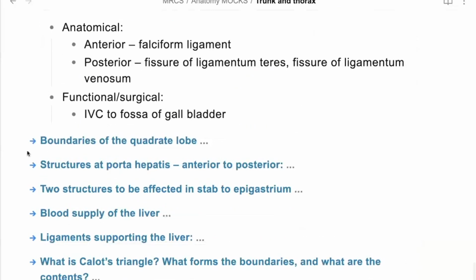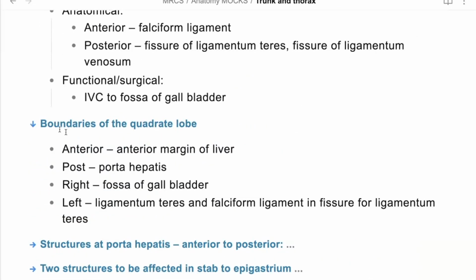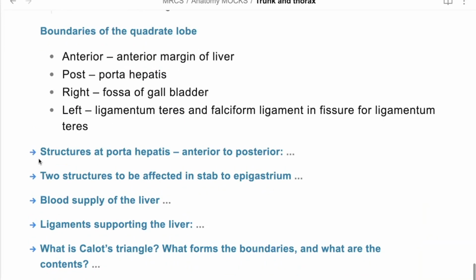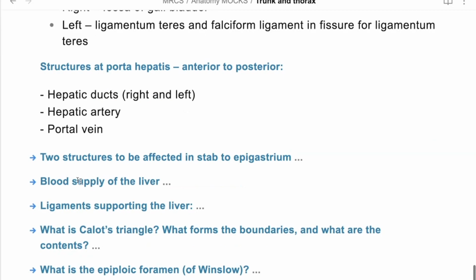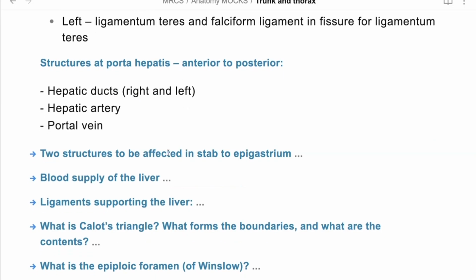Okay. Well done. We talked about the boundaries and structures of the porta hepatis. You just mentioned them; we're not going to go through them again. Yes. Two structures to be affected in a stab to the epigastric region will be the stomach and the left lobe of the liver.